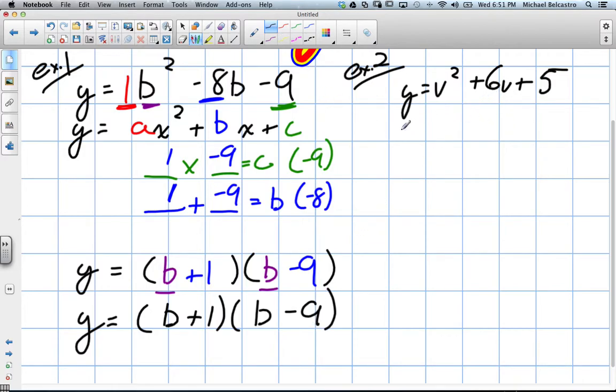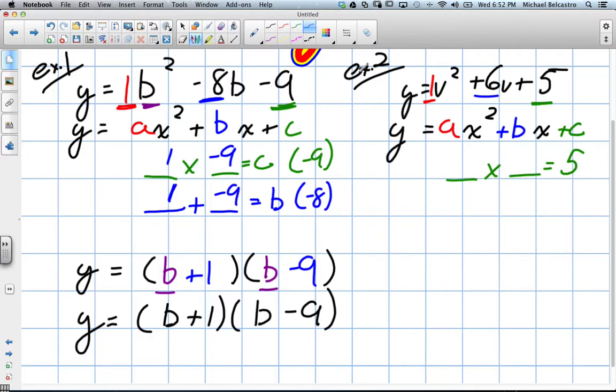So let's try the next one here. Same idea. Let's try to label them. What will my a, b, and c be in this case? a is 1. Good. b would be 6. Good. And c? 5. Great. We need two numbers that multiply to 5, and those same two numbers have to add to 6. Good.